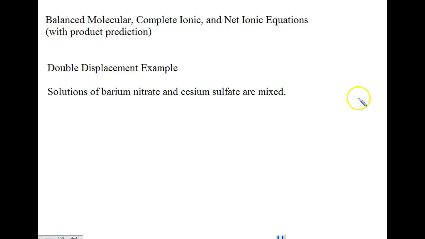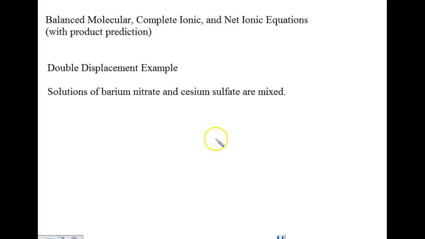Today we're going to be looking at ionic equations, and specifically balanced molecular, complete ionic, and net ionic equations with some product prediction. We're going to start with a double displacement example, and the text of our problem will say solutions of barium nitrate and cesium sulfate are mixed.